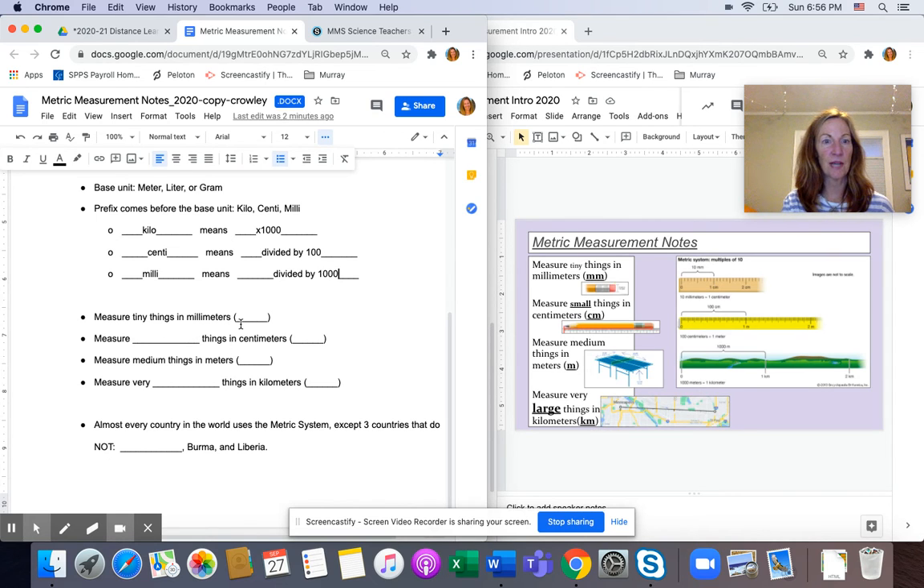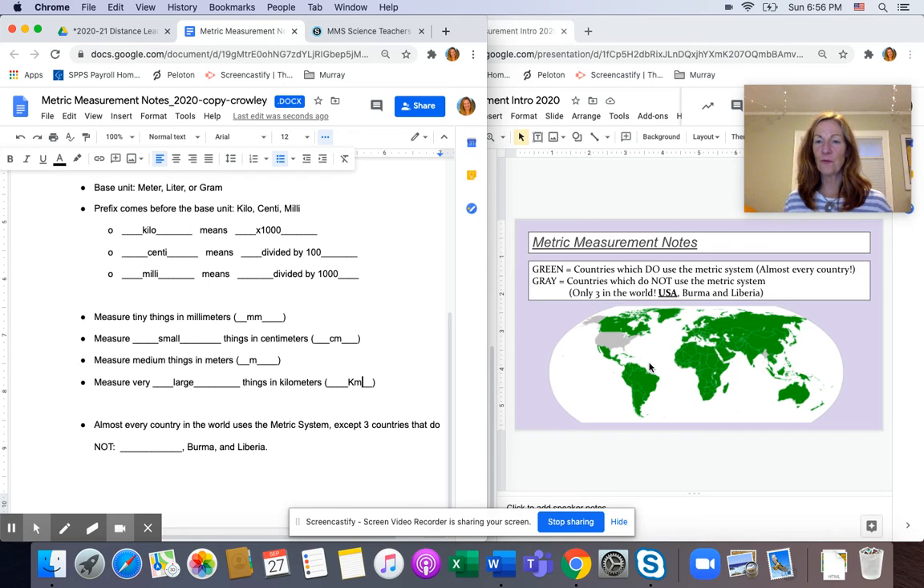All right, so measure tiny things in millimeters. We're going to measure small things in centimeters, which we abbreviate cm. Measure medium things in meters, so just m. And then we measure very large things in kilometers, so km. All right? Okay.